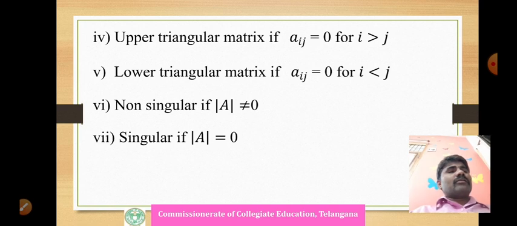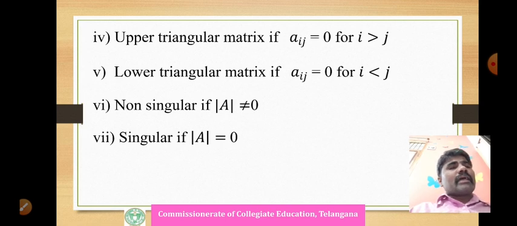Elements in the place of Aij will be 0 for i greater than j. And similarly, lower triangular matrix. For a lower triangular matrix, the elements above the principal diagonal are zeros. That means Aij equal to 0 for i less than j. That means A12, A13, A23, A14, A24, A34, like that, all those elements are zeros. This is known as a lower triangular matrix.